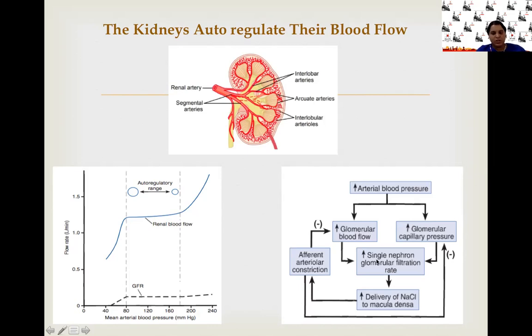The tubuloglomerular feedback mechanism is an important mechanism in maintaining the renal autoregulation. Whenever there is an increase in the GFR, there occurs an increase in the blood flow and the capillary pressure, and also an increased delivery of sodium chloride to the macula densa, which causes an afferent arteriolar constriction and ultimately decreases the blood flow. That is, this tubuloglomerular feedback mechanism is a negative feedback mechanism that exists in the kidney.